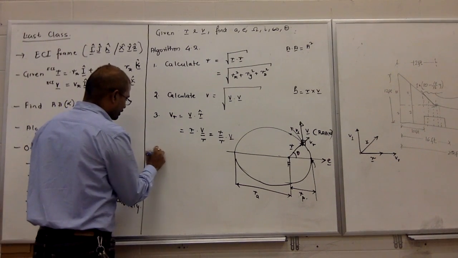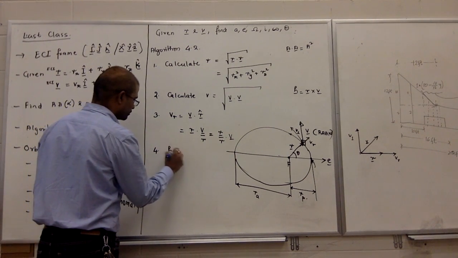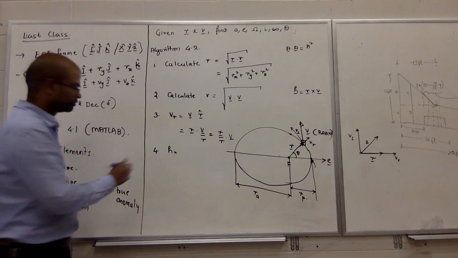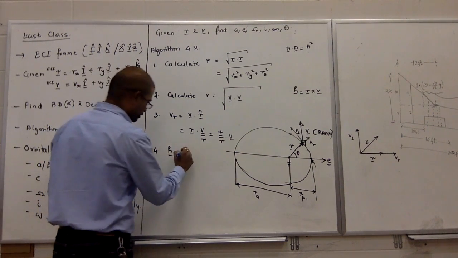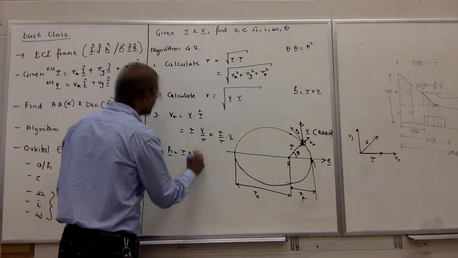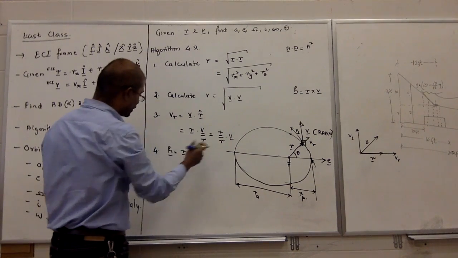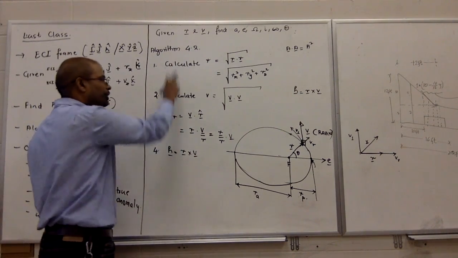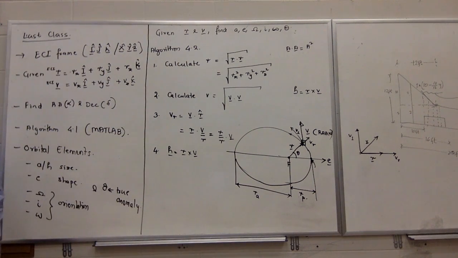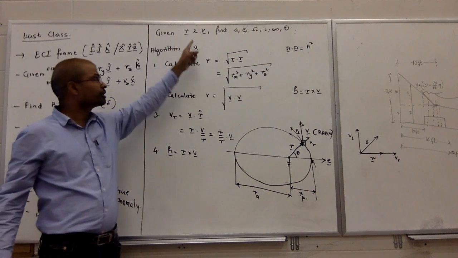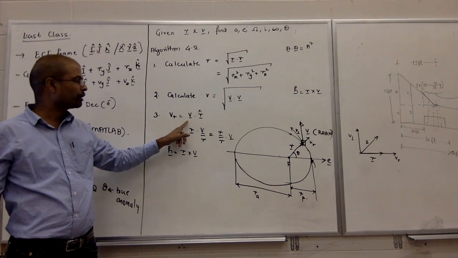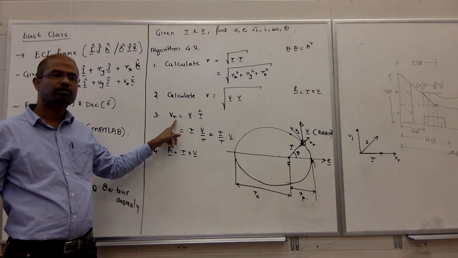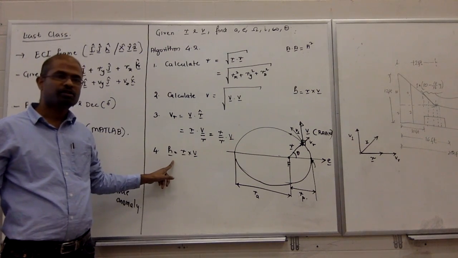Can you calculate H? What is H? R cross V, yes. Your R is given, V is given, so you can calculate H. Can you calculate all of this here? Given these two values, can you calculate R? Yes. Can you calculate V? Yes. Can you calculate VR? Yep. Can you calculate H? Yes.